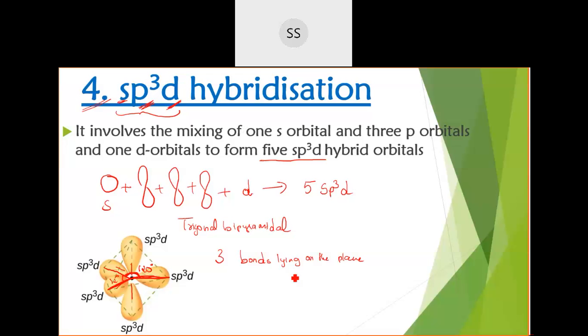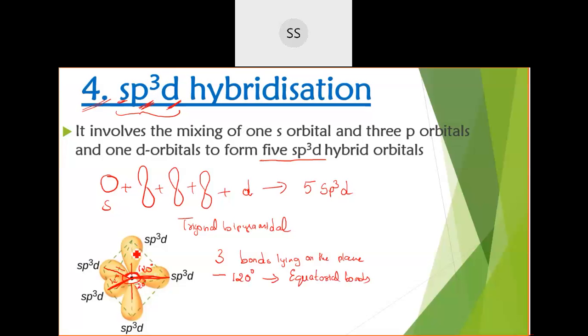The bonds which you can see lying on the plane are making an angle of 120 degree each. Now these bonds are called equatorial bonds, which are there on the plane. They are named as equatorial bonds. And then we find there are 2 more bonds remaining. These 2 more bonds, one which you find above the plane and one which you can find below the plane.